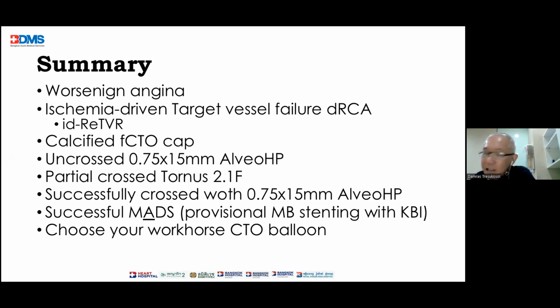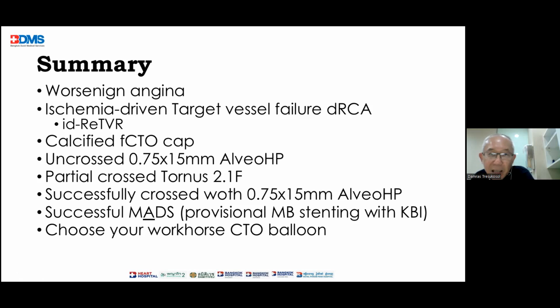In this case, I use the MAD strategy. M is for main branch, A is main across side, D is distal first, and PSI is side branch first. This is the acronym from the Global Leaders study. So we use the main across side branch, and then we do the kissing balloon inflation for both branches.